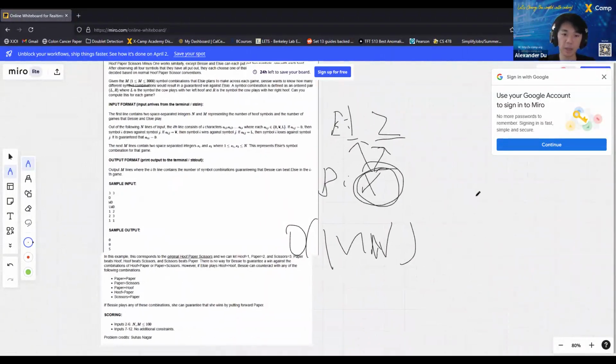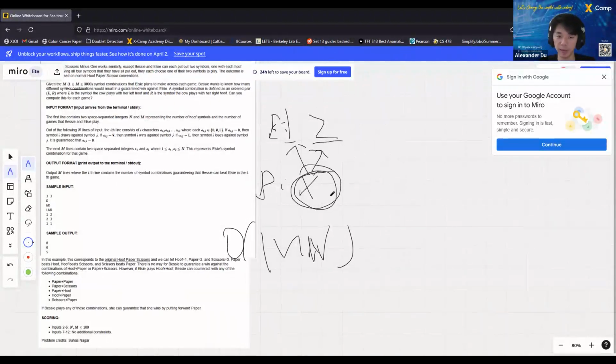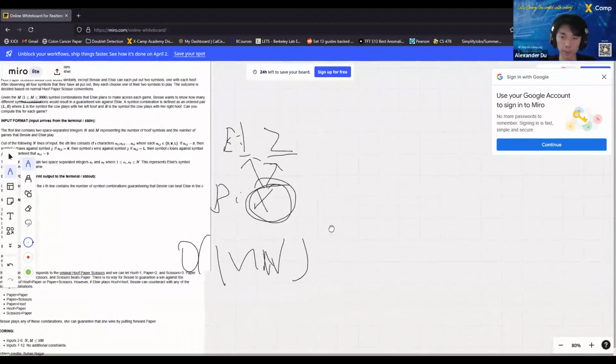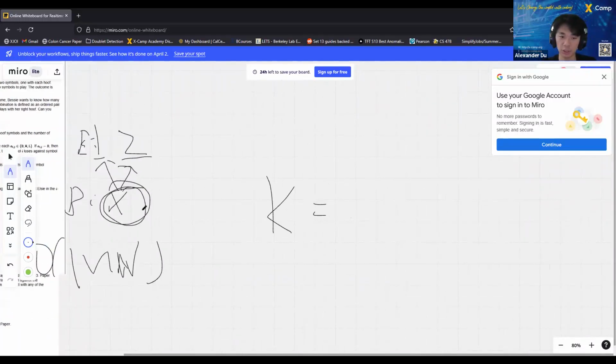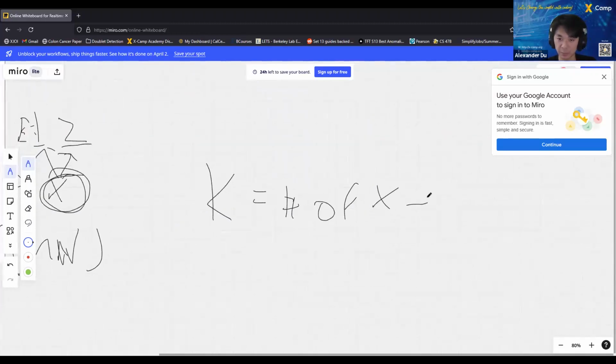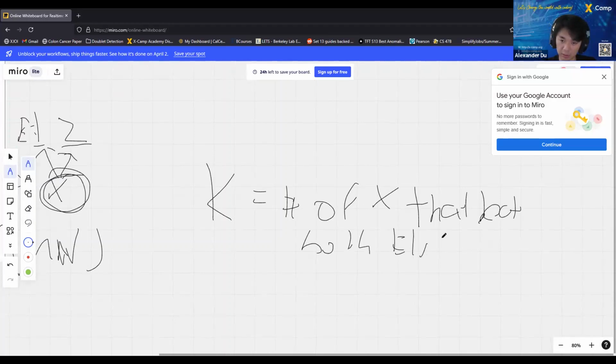But now, in order to find every single possible pair that Bessie can have, we need a little bit of math. So let's call K the number of X that beat both Elsie symbols.